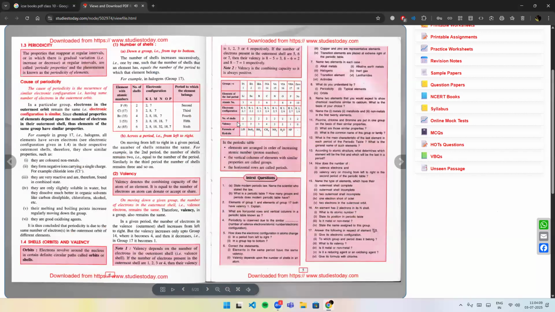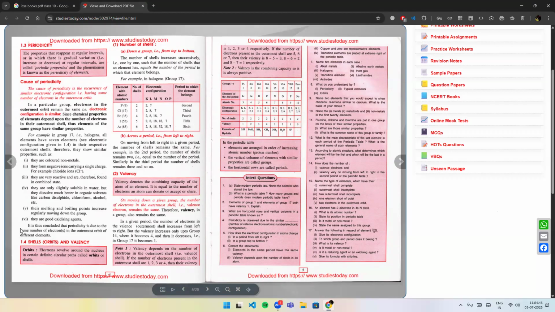Periodicity. The properties that reappear at regular intervals, or in which there is gradual variation, that is, increase or decrease at regular intervals, are called periodic properties, and the phenomenon is known as the periodicity of elements. Cause of periodicity. The cause of periodicity is the reoccurrence of similar electronic configuration, that is, having the same number of electrons in the outermost orbit. In a particular group, electrons in the outermost orbit remain the same, that is, electronic configuration is similar.